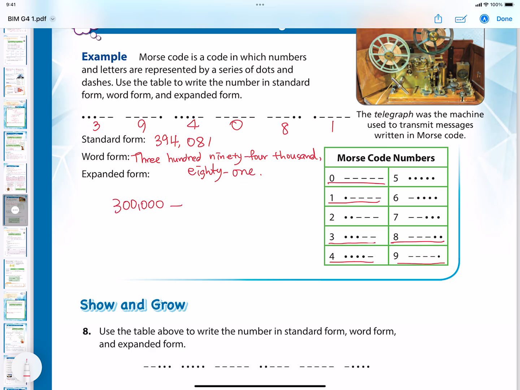And expanded form is what? 300,000 plus 90,000 plus 4,000 plus, there's nothing in the hundreds, but 80 plus 1. Okay.